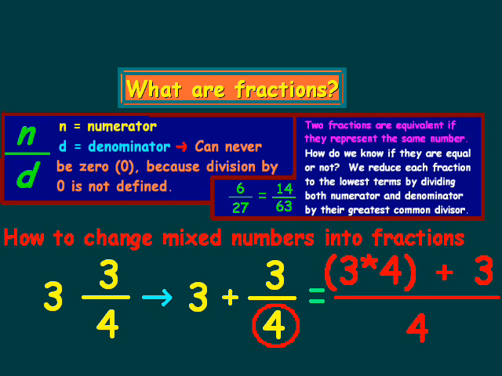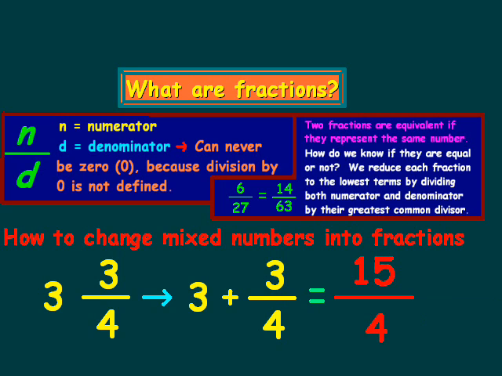So 3 times 4 is 12. We'll rewrite that as 12, and then we add 3. 12 plus 3 is going to equal 15. So in this case, we're changing 3 3/4 to 15/4. So that is how you would change a mixed number into a fraction.